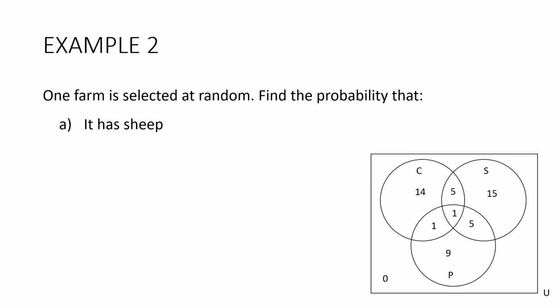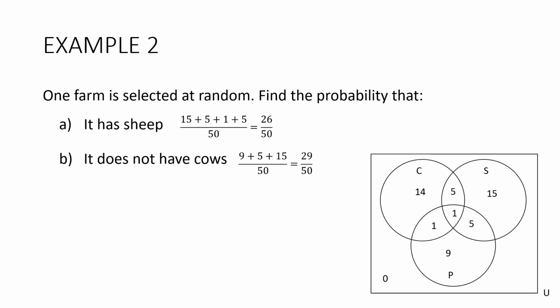And we could be asked some questions about this. One farm is selected at random. Find the probability that it has sheep. So we want all of these numbers here. 15 plus 5 plus 1 plus 5 out of 50, which gives us 26 out of 50. It does not have cows. So everything outside of this circle, 15 and 5 and 9. And that's 29 out of 50.